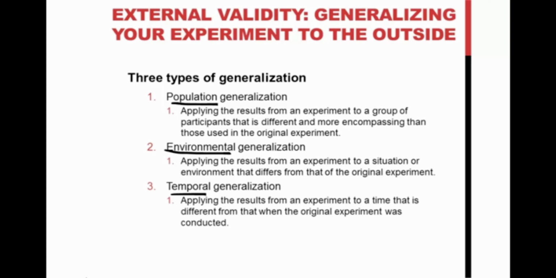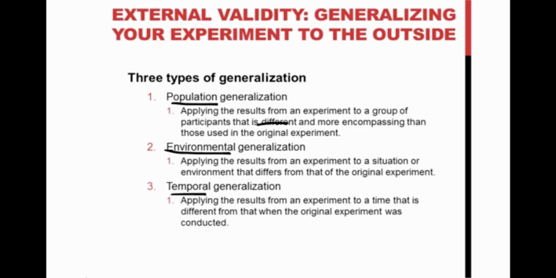So population generalization is the ability to apply results from your experiment to a group of participants that is different than those used in the original experiment. For example, in your third study, you will be creating an experiment where you probably will be utilizing Mount St. Mary students. Now, if you want to be able to engage in population generalization, you would be generalizing the results of your study done on Mount St. Mary students to perhaps women in general, perhaps adults in general. In other words, you're trying to go from your specific participant group to some larger, more encompassing group.